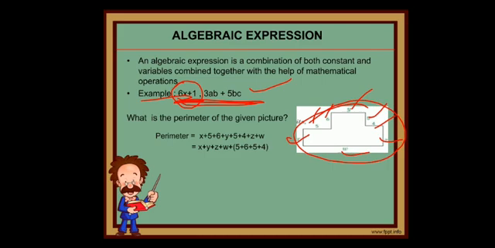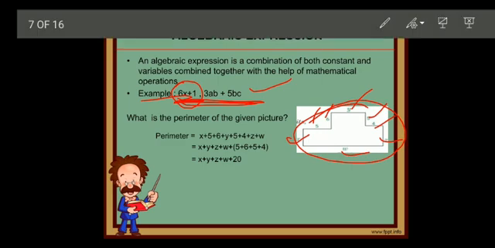First I have written only the variables, then plus 5 plus 6 plus 5 plus 4, only constants. You can add the constants, right? You know 5 plus 6 is 11, 11 plus 5 is 16, 16 plus 4 is 20. So x plus y plus z plus w plus 20. Right, perimeter is equal to x plus y plus z plus w plus 20.